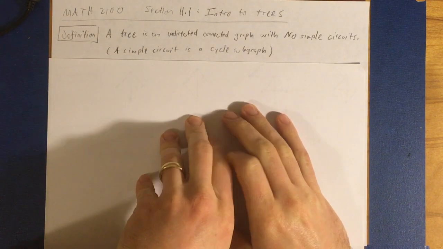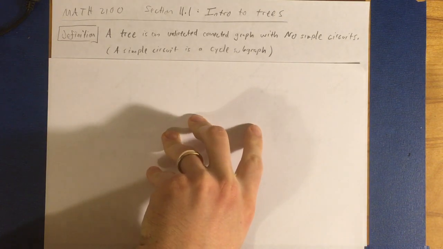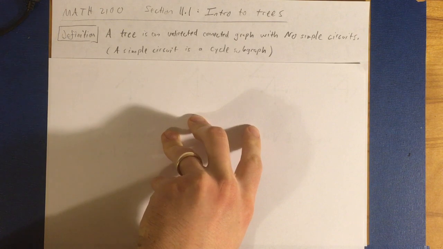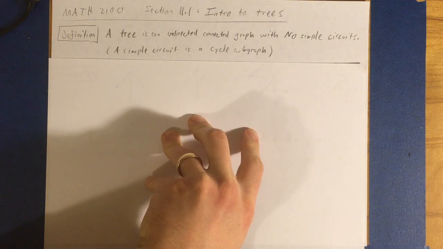So first, a tree is an undirected graph that's connected. Remember, that means that it has one connected component, and that there exists a path, at least one path, between any two vertices. So we have an undirected connected graph with no simple circuits.